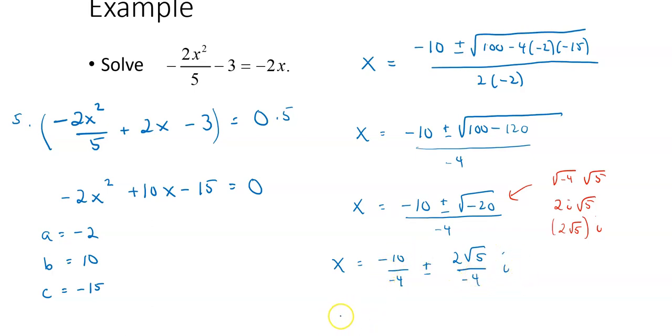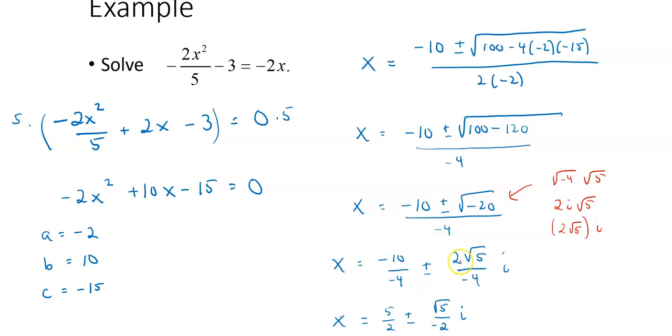And then my last step down the bottom, I can fit it in, is to simplify those individual fractions. So negative 10 over negative 4 simplifies to 5 halves. So I get 5 halves plus or minus, and I can knock a 2 out of top and bottom here. So I get a square root of 5 over negative 2 times i.